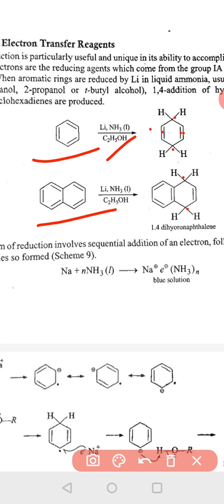This is naphthalene. Here again reduction takes place at the 1,4 position and we get 1,4-dihydronaphthalene. The mechanism of reduction involves sequential addition of an electron followed by protonation of the radical anion species, which is so formed. We have seen it earlier also when we reduced alkynes and alkenes with electron transfer reagents. In the first step, the electron is dissolved in ammonia and we get a blue colored solution.